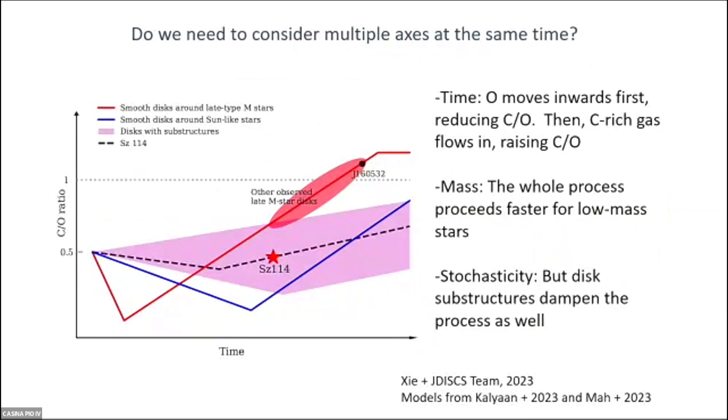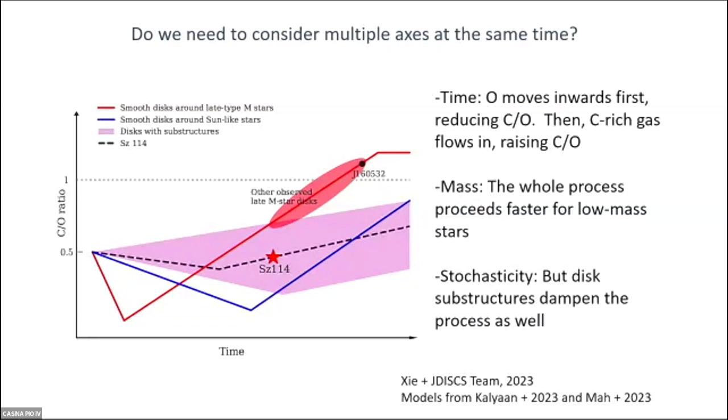This is an attempt by our team to put multiple axes on one plot. What they're trying to do here is show a time axis and a mass axis and what I call the stochasticity axis all in one. So the idea here is for all disks, as you bring in your oxygen-rich solids, your C to O drops. It's been proposed that after that, there's a stage of bringing in carbon-rich material. So then your C to O rises back up.